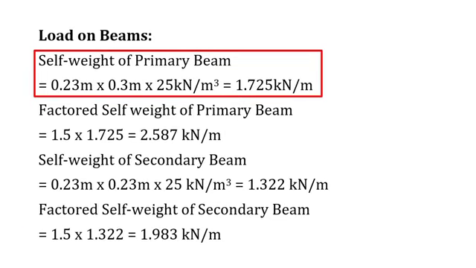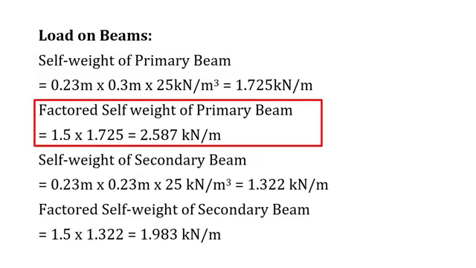Self weight of primary beam will be equal to area of cross section into density of RCC. Area of cross section of primary beams is 230 mm into 300 mm. On substituting these values, self-weight of primary beams will be equal to 1.725 kN per meter. The factored self-weight of primary beam will be equal to 1.5 times self-weight of primary beam, which will be equal to 2.58 kN per meter.